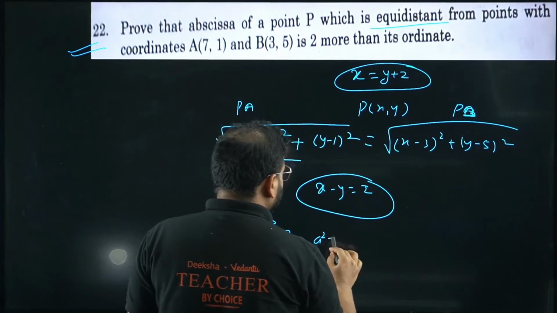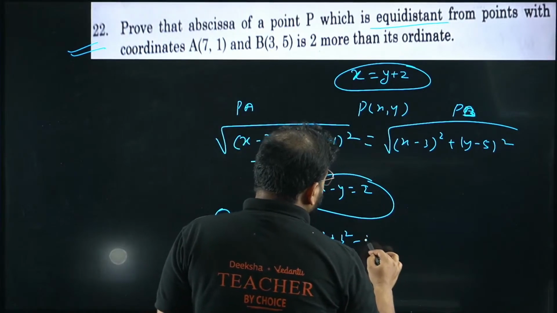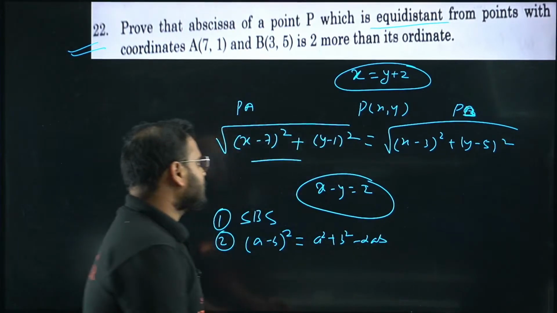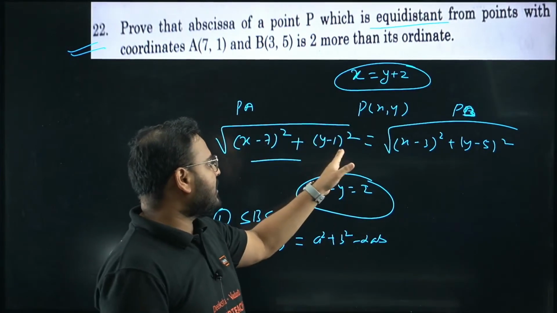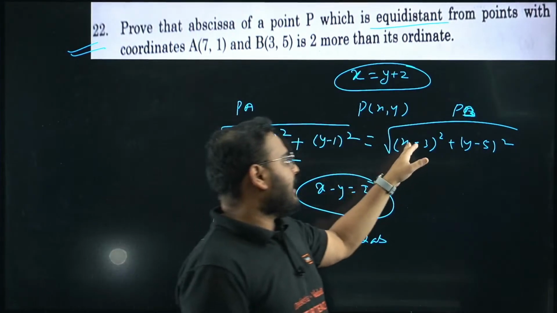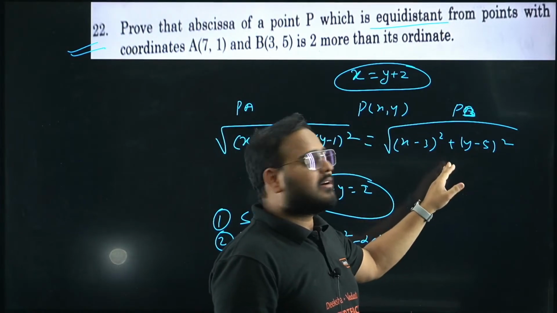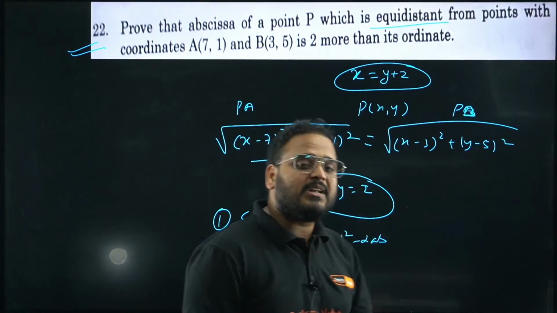Basically it's going to be a square plus b square minus 2ab, right? So use that, you're going to get x square plus 49 minus 14x. Same here, y square plus 1 minus 2y. x square plus 9 minus 6x. y square plus 25 minus 10y.